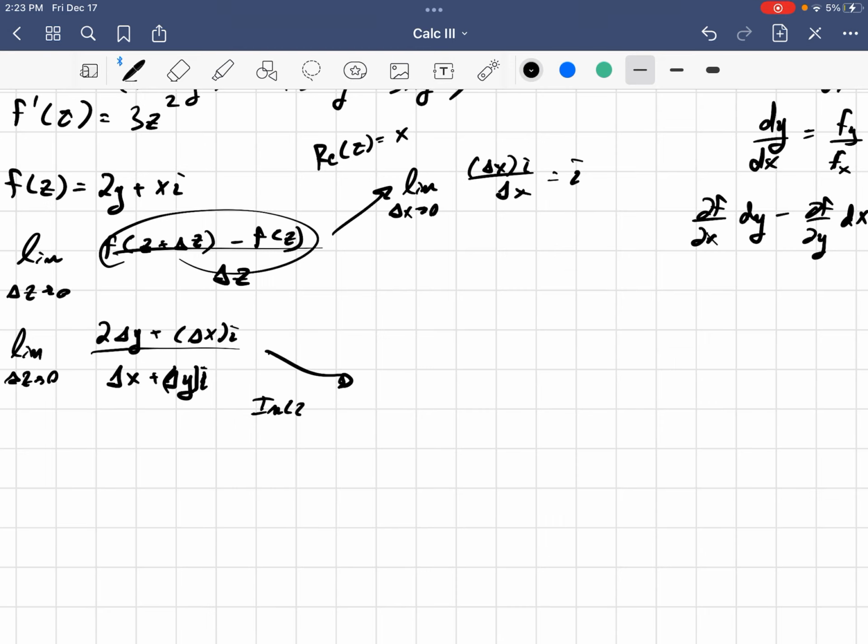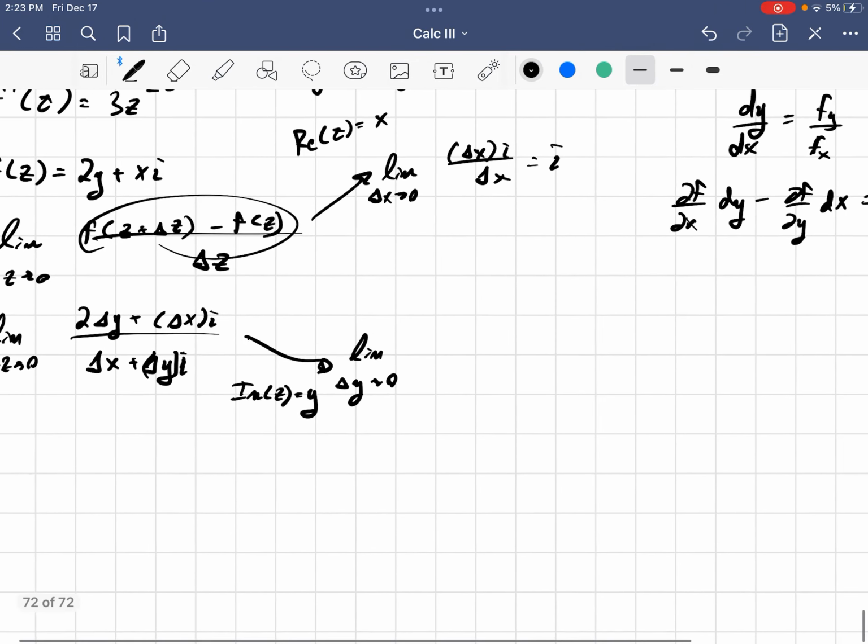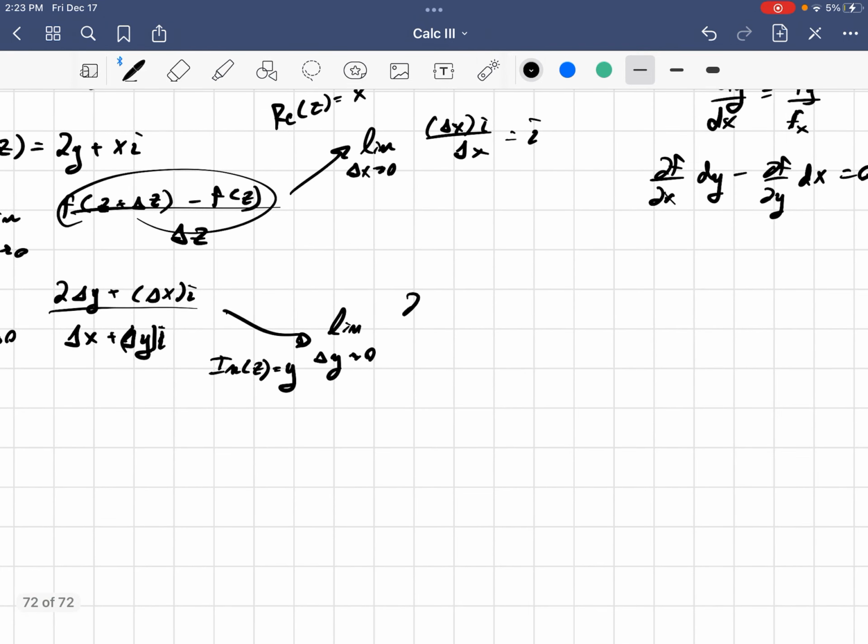Along the imaginary axis, aka along the y-axis, we get the limit as delta y goes to 0 of 2 delta y over delta y i. And that's unfortunate. The answers don't agree. The limit does not exist.